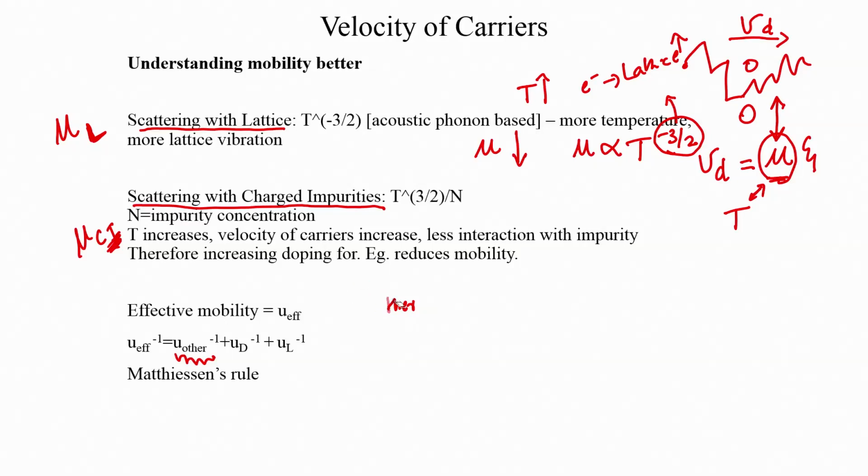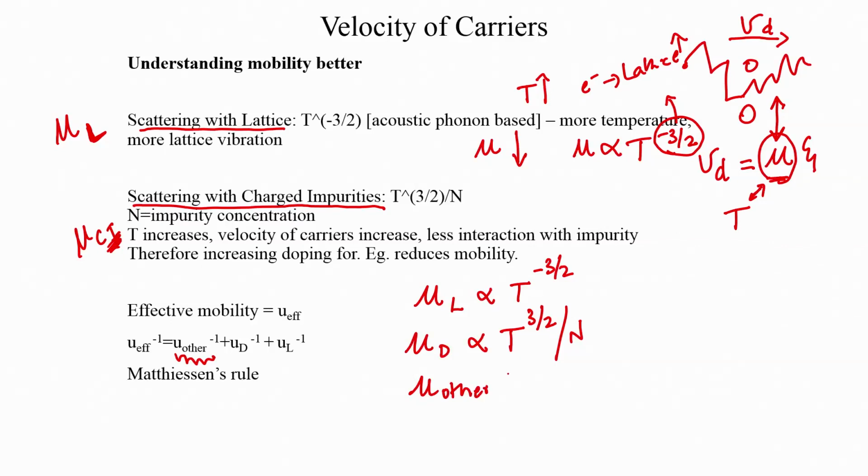So, these are the individual definitions that we gave. That is, the mobility due to lattice alone is proportional to T to the power minus 3/2. The mobility due to defects or charged impurities alone is proportional to T to the power 3/2 by N. And then we could have other mechanisms that contribute, that define a different physics for the electron interaction with the lattice. So, given all these different separate impacts on the electron mobility, what is the effective mobility of the electron in the crystal?